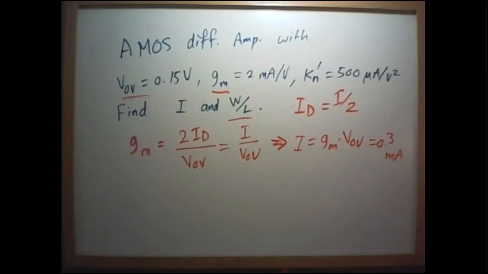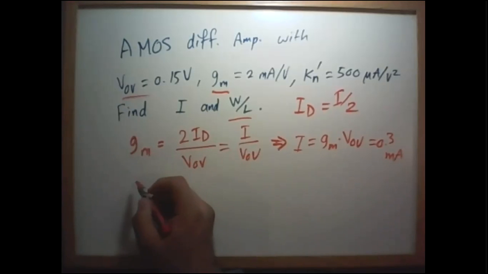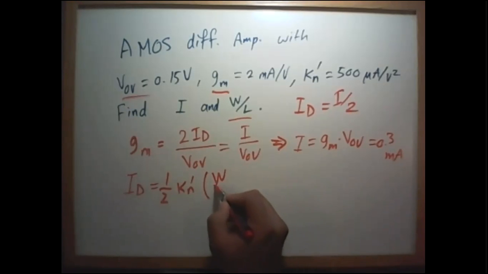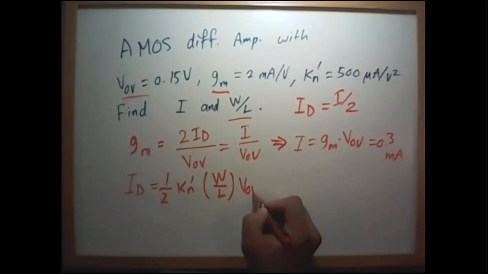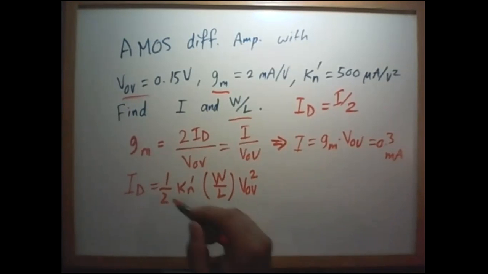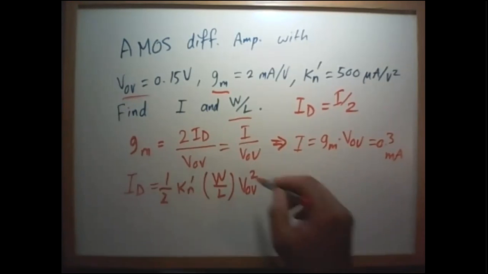You would use V overdrive equals square root of I over Kn prime. Yes, that's correct. And where did we get this formula from? We can go backward. We get this from the formula that says ID equals half Kn prime times W over L times V overdrive squared, right? This is the original formula from the first introduction.